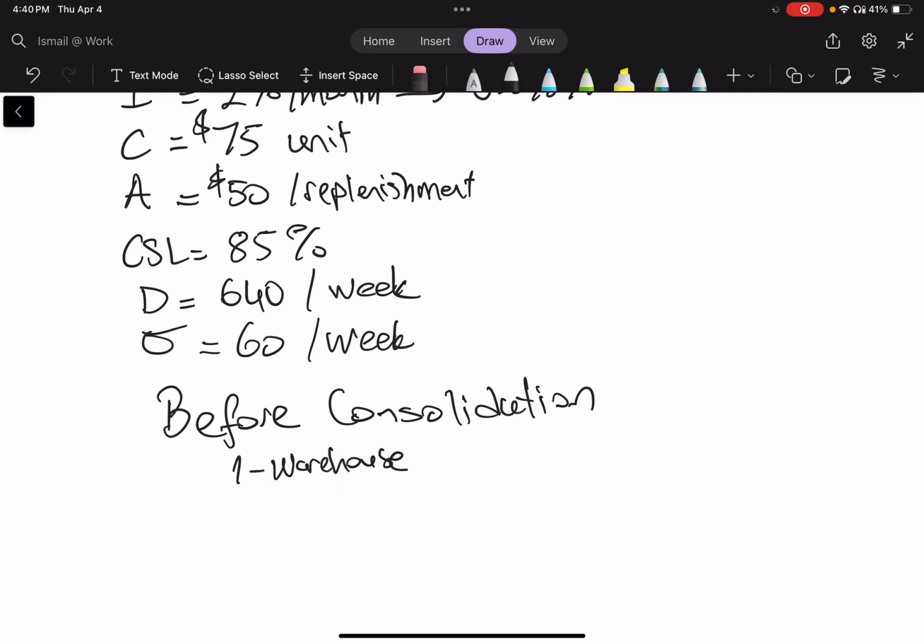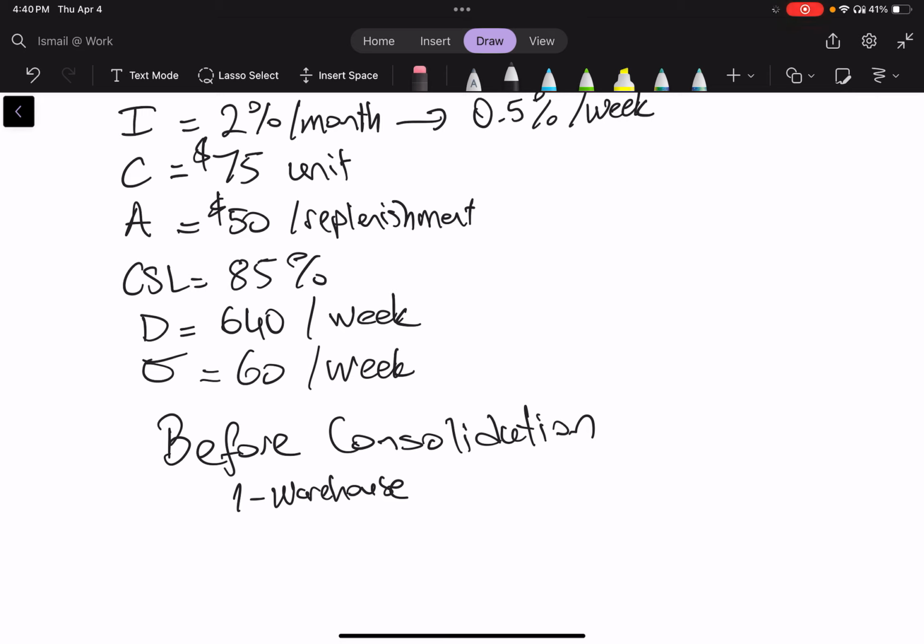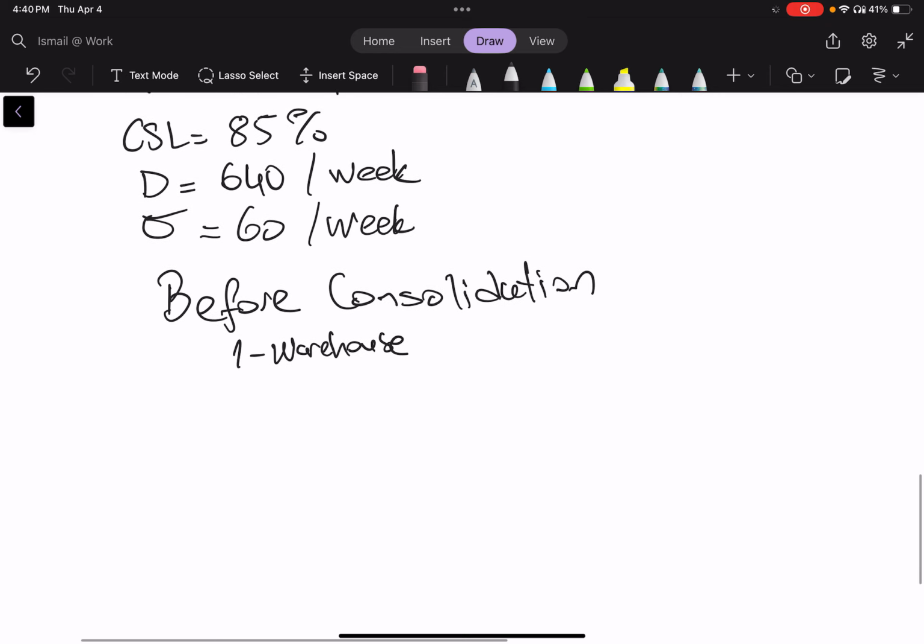Again, because they are identical, I don't need to do it 5 times. And that's the idea with the IID demand, because I can do the math for one, assume it is the same thing for the other 4, and then compare with the after consolidation, right? That way, I don't need to do the same calculation 4 more times at least, right?